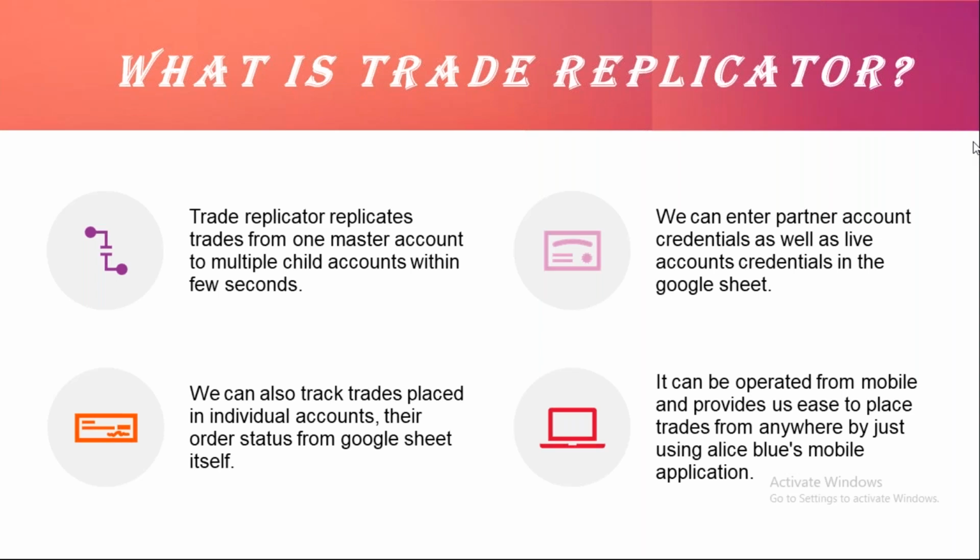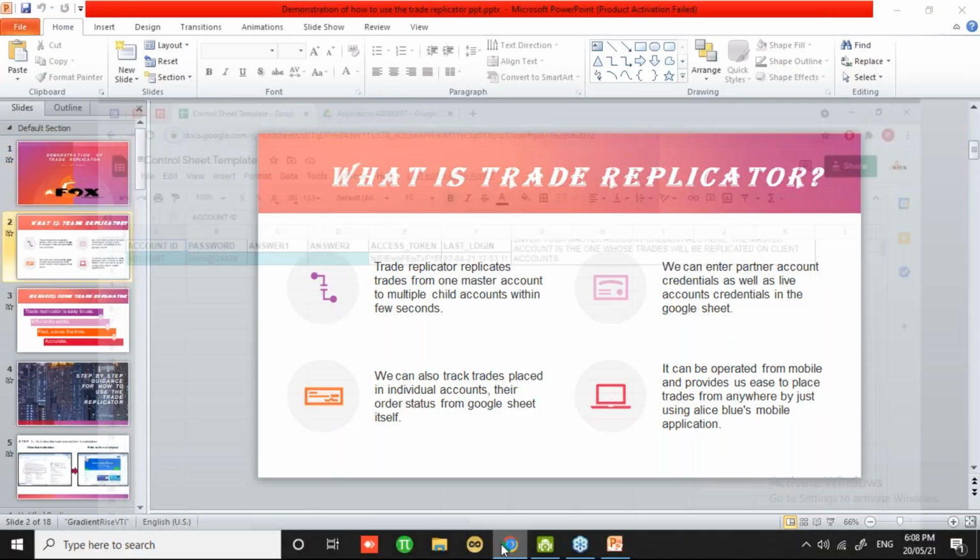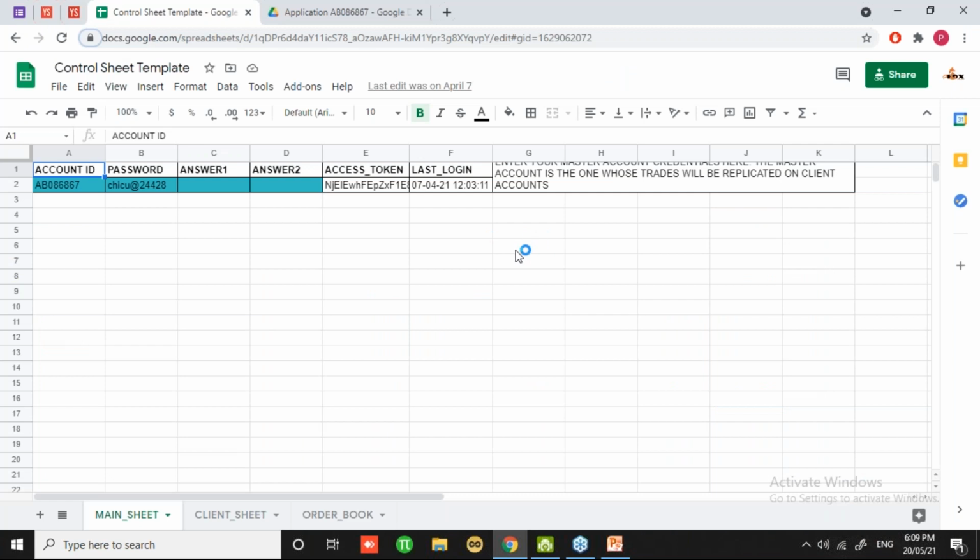What is it all about? I'll show you how the interface looks. We'll cover that further in our slides, but just for reference, this is how the main sheet looks. This is my account ID. This is my account password. Since this is the main account, these are the answers to my 2FA. The access token is automatically generated, and this is the last login time, meaning I last logged in to this utility at this date and time.